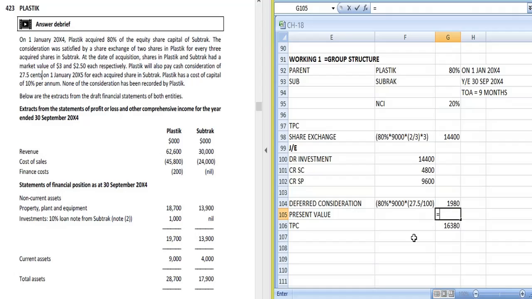So here I will show you what I am doing. 1980 into 1 divided by (1 plus 10%, that is 0.10) to the power 1, because after 1 year we will pay this amount. So I have just raised it to the power of 1 and multiplied it.